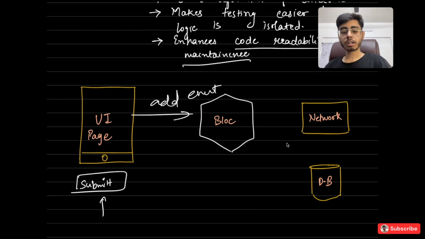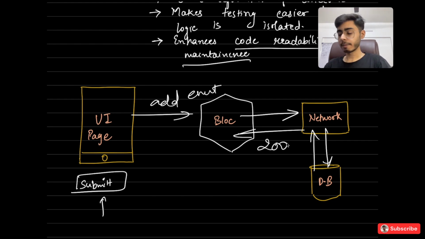to my bloc component. Bloc is just a class, a Dart class, nothing else. Okay, I'll show you the real code. So bloc takes an event, and bloc knows that if I get this event, I need to go to my network layer, that is my server, and save that form data for that user. So I'll make an API call, a post call. The network will save that data in the database. The database will say, hey server, I have saved that data. Perfect, go ahead. Then the network will send a 200 success status code to my bloc.